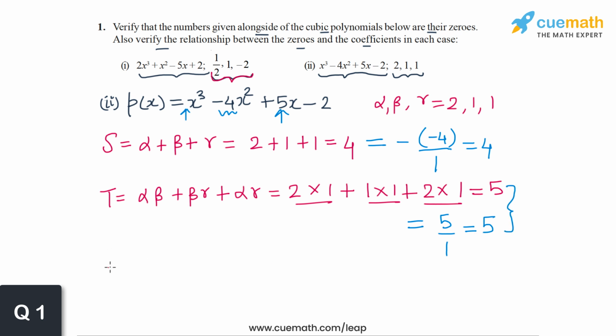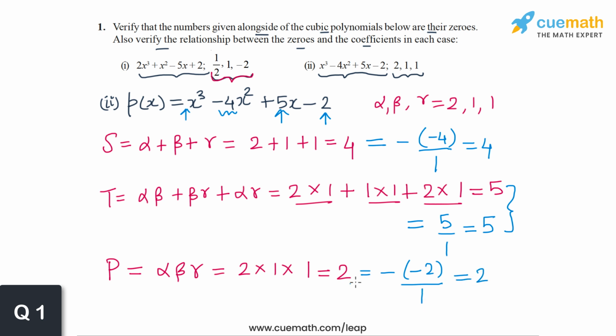Finally, let's find the product of the zeros. So from the zeros themselves, the product of the zeros should be alpha beta gamma, or 2 into 1 into 1, or 2, and from the coefficients the product of the zeros should be minus of the constant term, so minus of minus 2 by the coefficient of x cube, so that's 1. So this is equal to 2. So even the product matches by calculating using both zeros as well as the coefficients. So all the three relations hold true for the second polynomial as well. And with that, we conclude question 1.